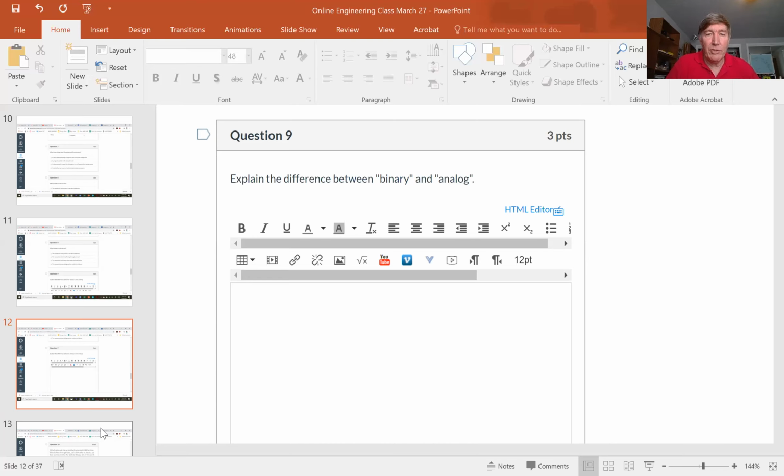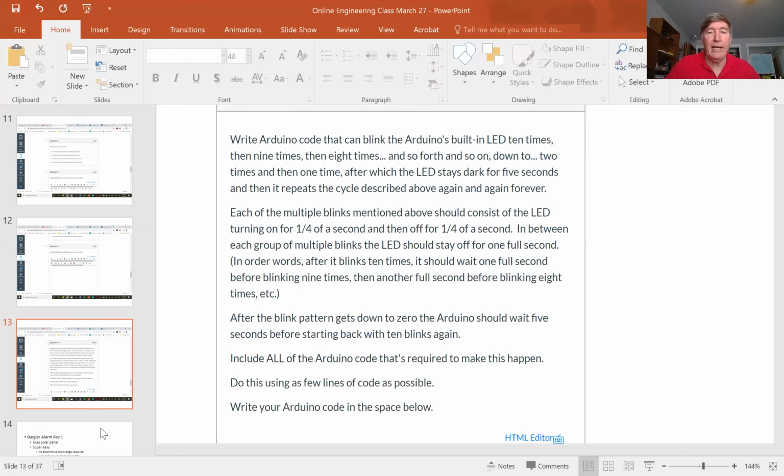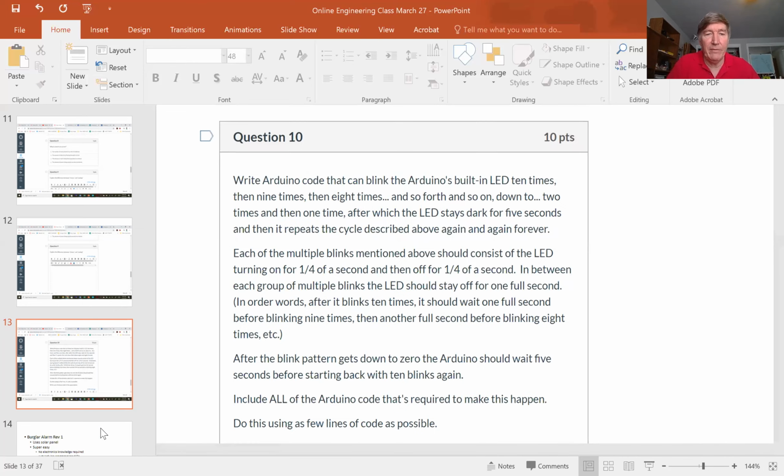So computers store everything in binary form, a bunch of digital ones and zeros. But the sensors that are feeding the information to the computer, those might be sending it some intermediate value. It might not be fully on or fully off. It might only be 27% on. So you need to understand the difference between binary and analog. And then the last question in the assignment was for you to write the Arduino code that does what you see here on the screen.